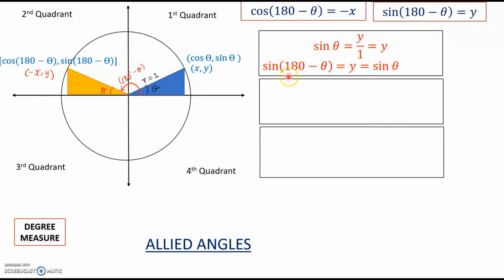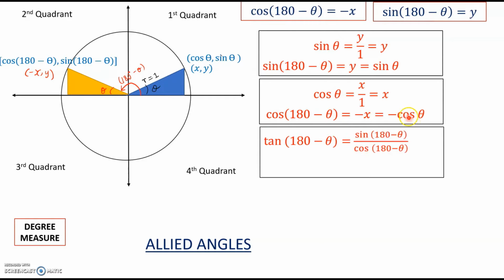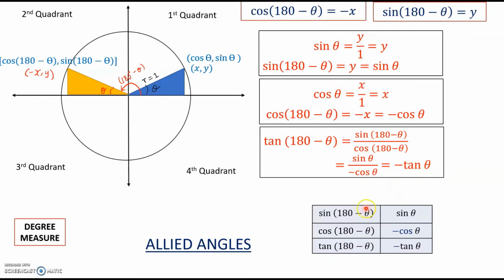Therefore, equating the two, we get sine(180 minus theta) is equal to sine theta. Similarly, cos theta for this triangle would be x. Bringing this down here and replacing this x with cos theta, your answer would be cos(180 minus theta) is equal to minus cos theta. Extending it to tan, you would get minus tan theta. And that's our summarized table for 180 minus theta.